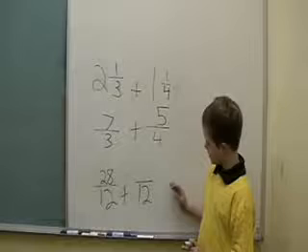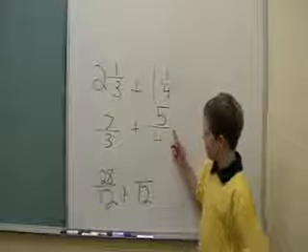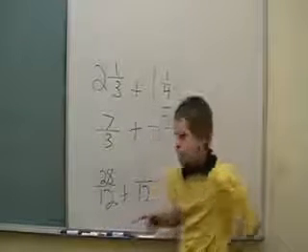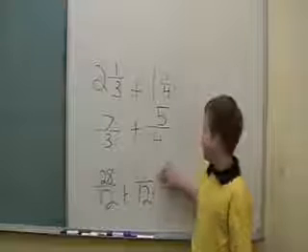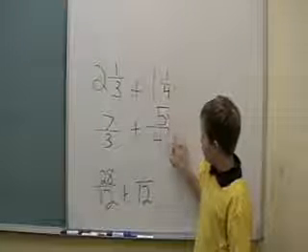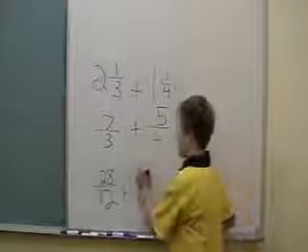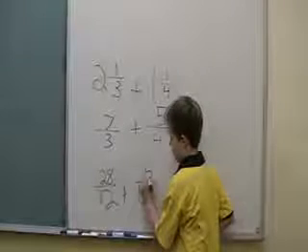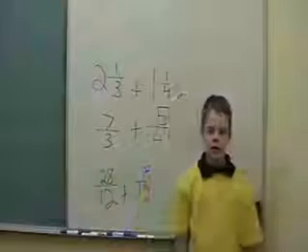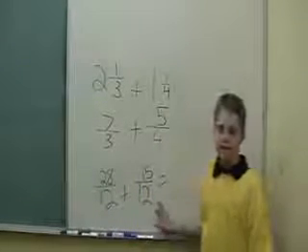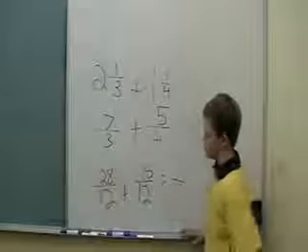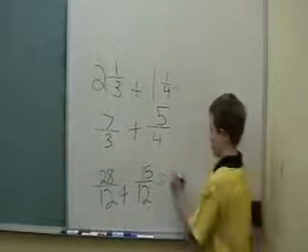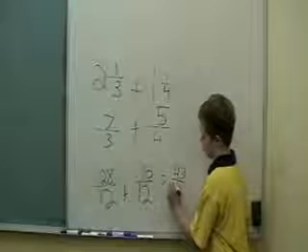So now we have to do the same method with the 5 quarters. So what have we done to 4 to make it 12? We've times it by 3. Now we times 5 by 3, which equals 15. Okay, now remember you don't add the denominators together, you just add the numerators. So 28 plus 15 equals 43 on 12.